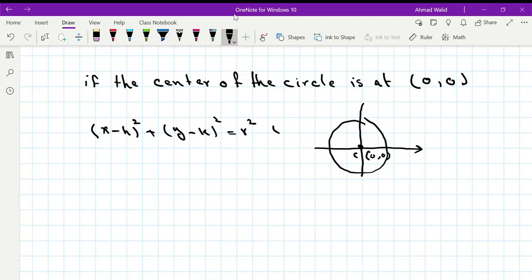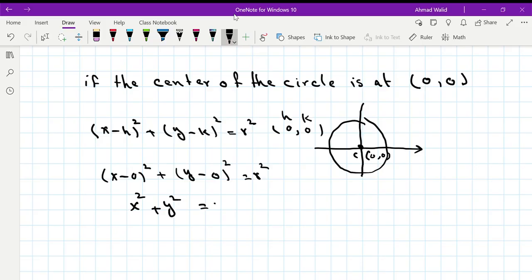Your h and k are 0. And if I plug in here 0, it gives me x minus 0 squared plus y minus 0 squared equals r squared. It means I'll end up with x squared plus y squared equals r squared, the simple form of the equation of a circle if the center is at the center of the coordinate system. It means your h and k are 0, 0. Correct?